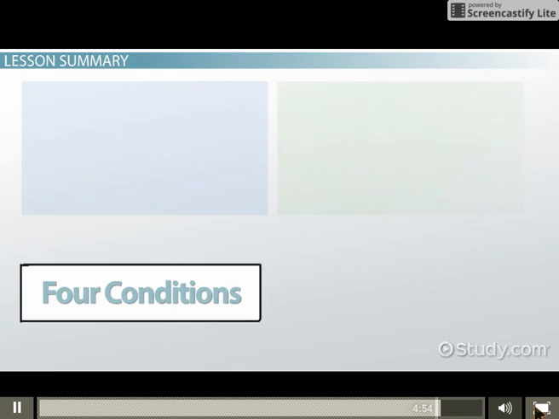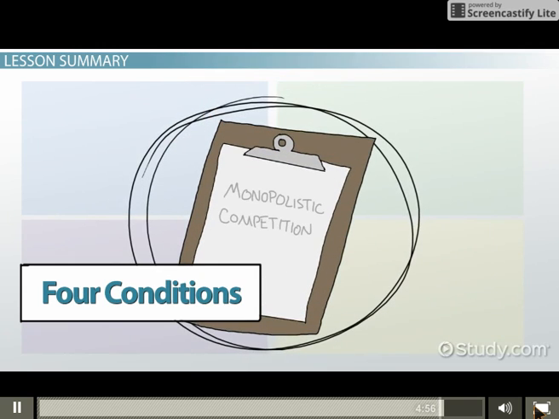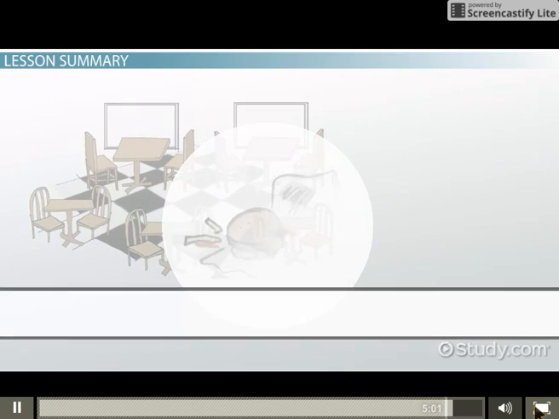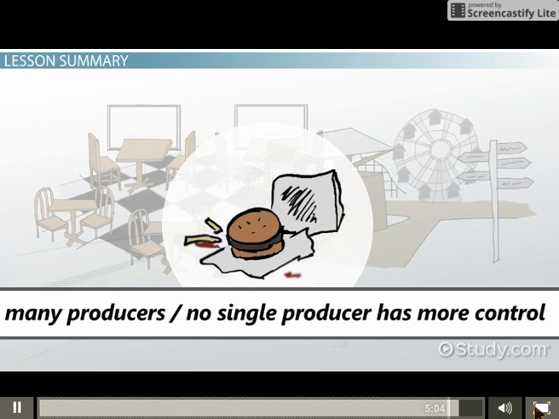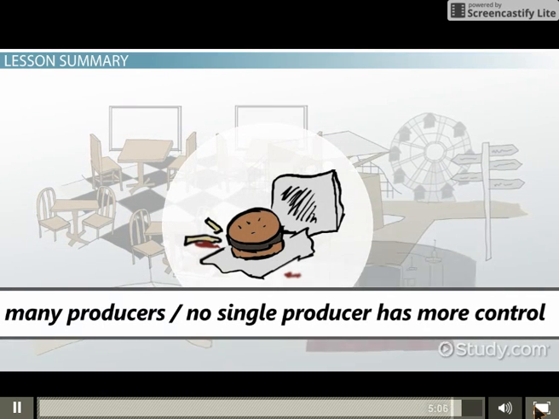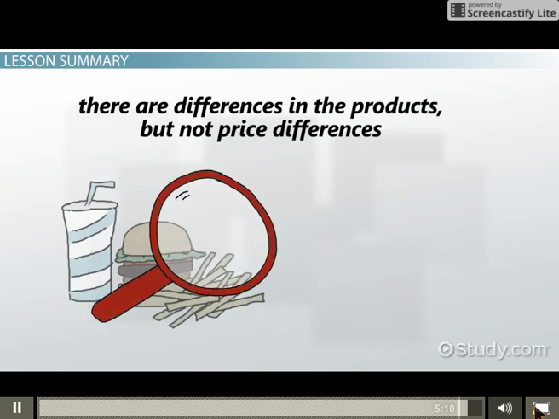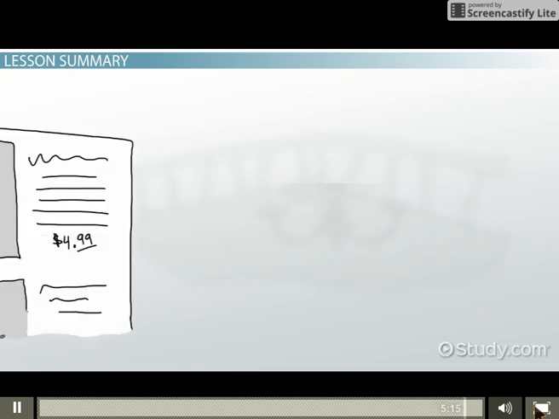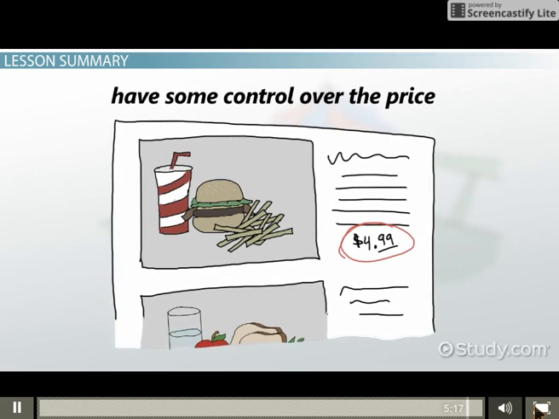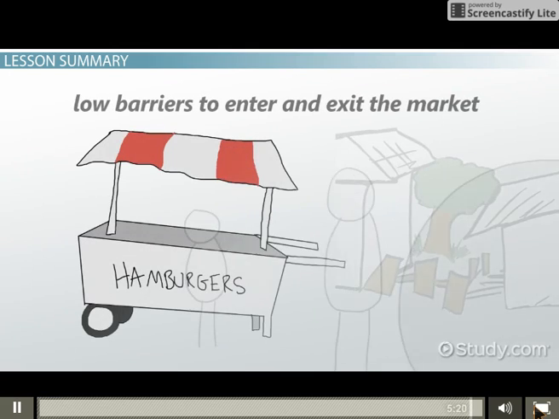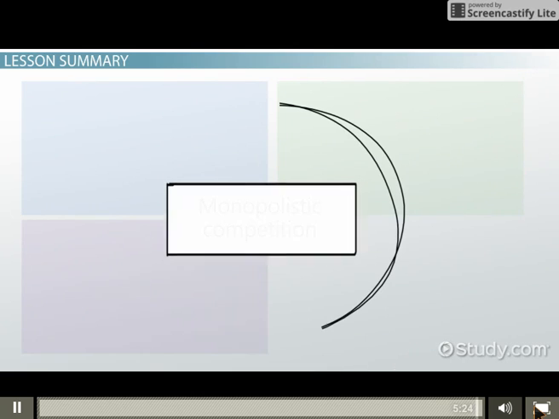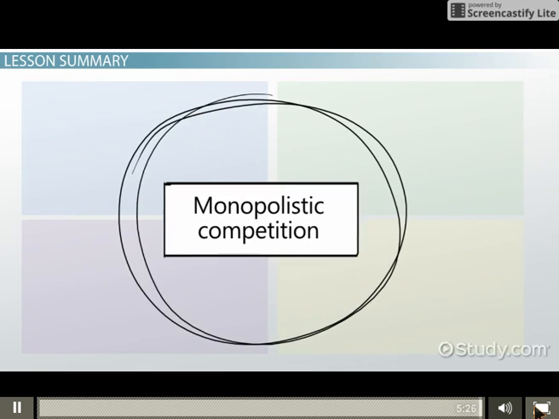The 4 conditions of an industry structured as monopolistic competition are as follows. 1. There are many consumers and producers in the market, but no single producer has significantly more control than any other producer. 2. There are differences between the competitors' products, but not price differences. 3. The producers have some control over the price they charge. 4. There are low barriers to enter and exit the market. When all of these conditions are met, monopolistic competition is present.